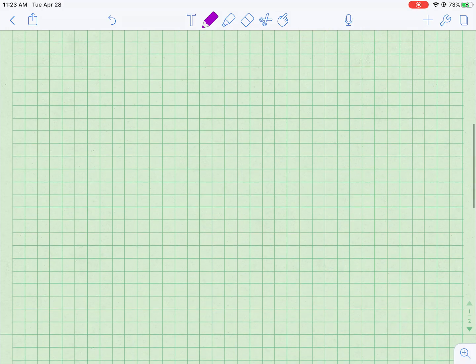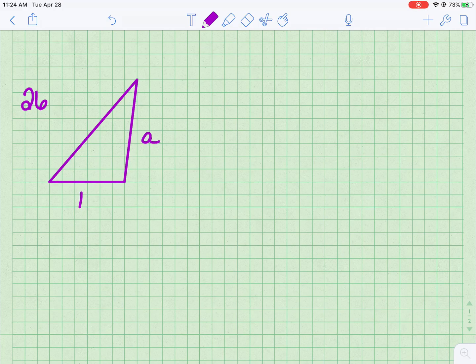Okay, number 26. Again, it looks a little bit backwards. So I'm going to just draw it the way it's shown. And then I'm going to put my A, B, and C where I believe they are. Remember, C is always across from the right angle. It's also always the longest side. In this case, we don't know A. We know B is 11, and we know C is 19. So let's fill in what we know.